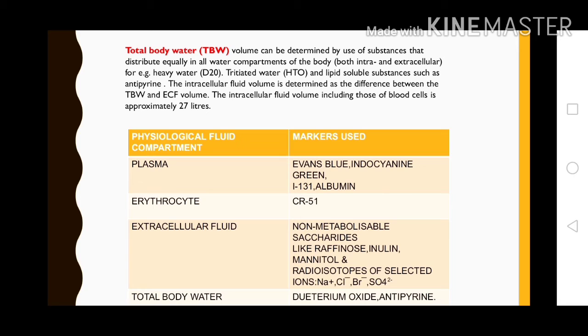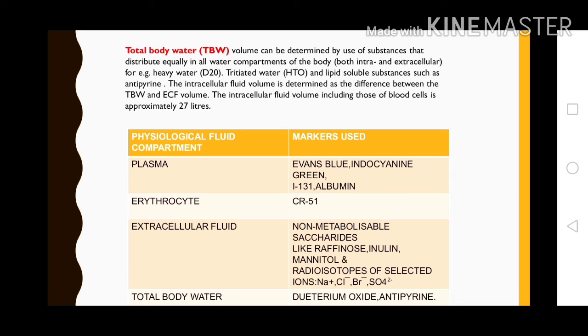These are the examples. The intracellular fluid volume is determined as the difference between the total body water and the extracellular fluid volume. So there is an equation to find the ICF, that is intracellular fluid volume. It is found by the difference between TBW, that is total body water, minus ECF, that is extracellular fluid volume. The intracellular fluid volume, including those of blood cells, is approximately 27 liters in our body.